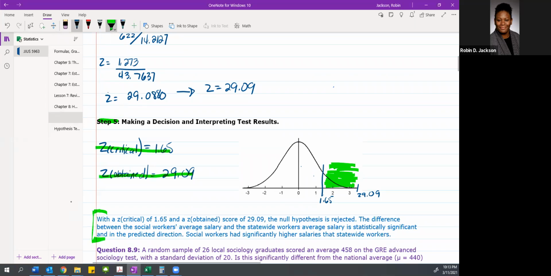In this statement, it basically says, with a Z critical of 1.65 and a Z obtained score of 29.09, the null hypothesis is rejected. So basically, we're saying that the difference between the social worker's average salary and the statewide worker's average salary is statistically significant and in the predicted direction. Social workers had significantly higher salaries than statewide workers. That's what you need to say. That's what I'm looking for.